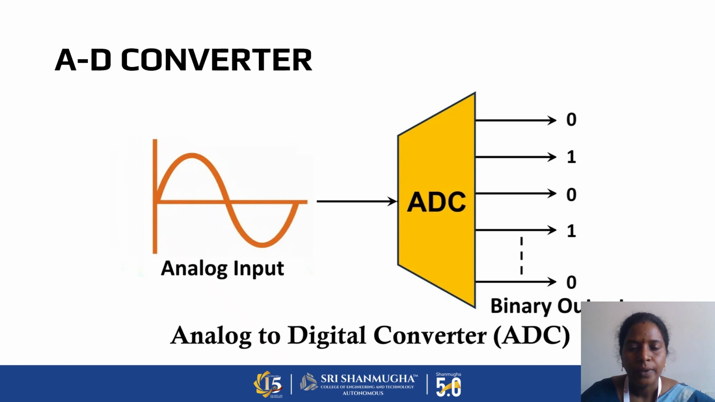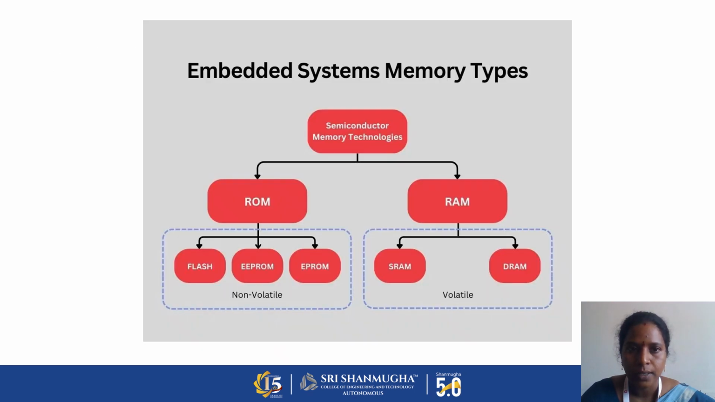And already we discussed the A to D converter, that is the analog to digital converter. The analog signal is converted into digital form for acceptance by our processor segment. The embedded system memory is categorized into two types, volatile and non-volatile memory. Non-volatile is read-only memory, and volatile is random access memory. So these are some types of memories we use.